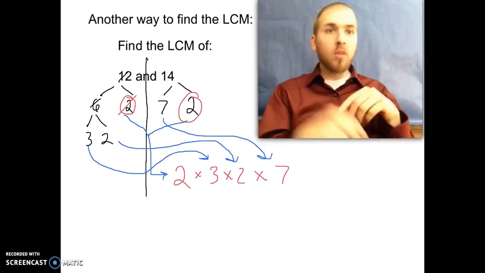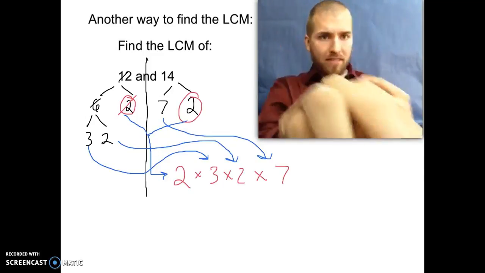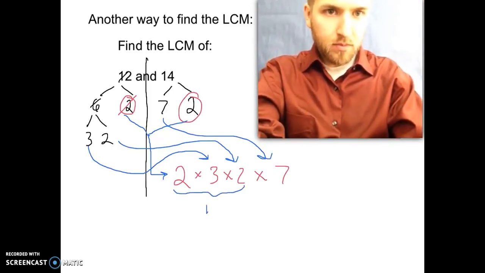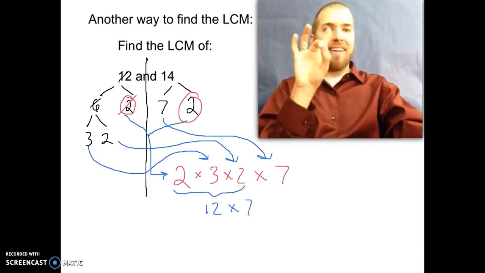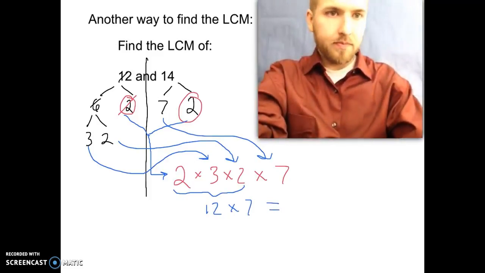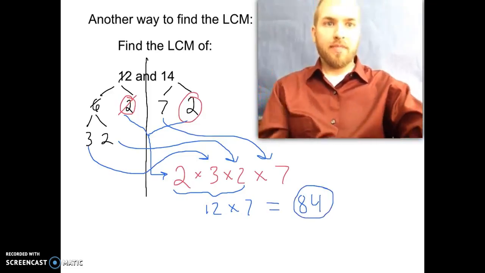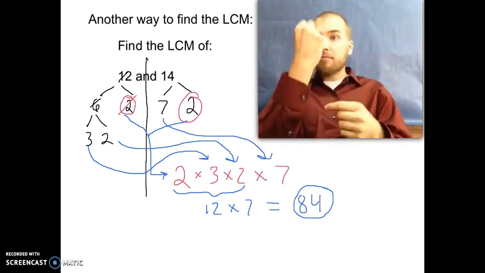So now you're going to go ahead and multiply all those numbers together. 2 times 3 equals 6, times 2 equals 12, times 7. Hold on, let me write this out. 12 times 7 is 84, which is your final answer. So that's going to be the LCM of 12 and 14.